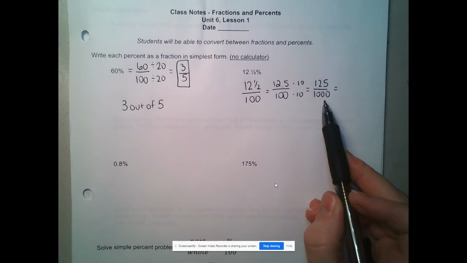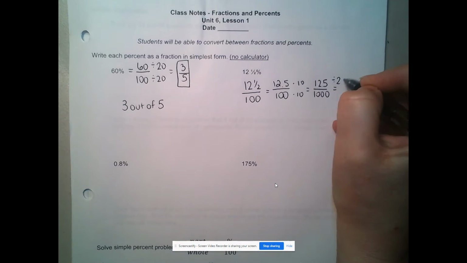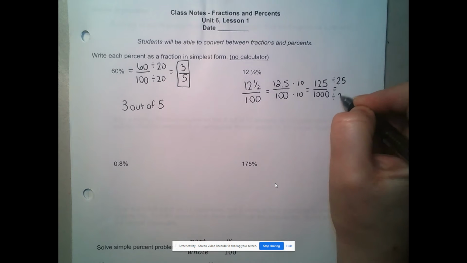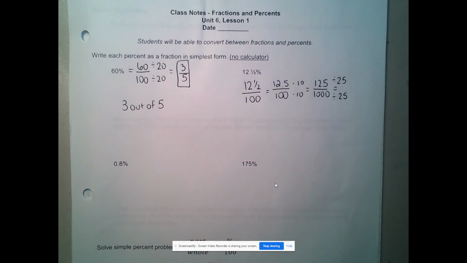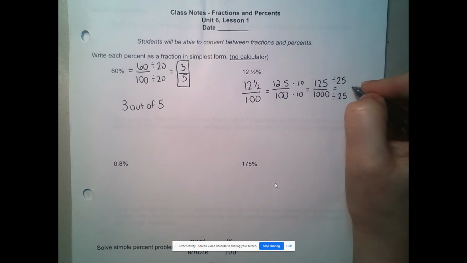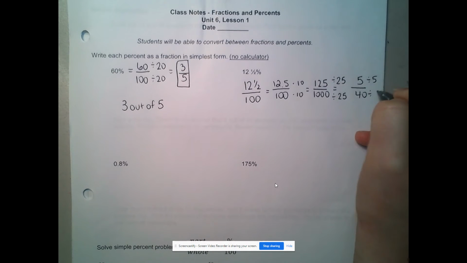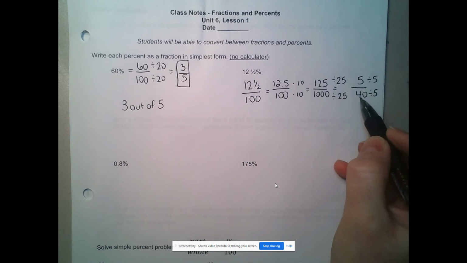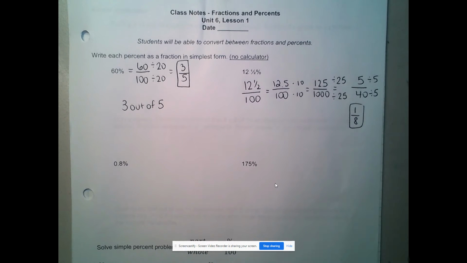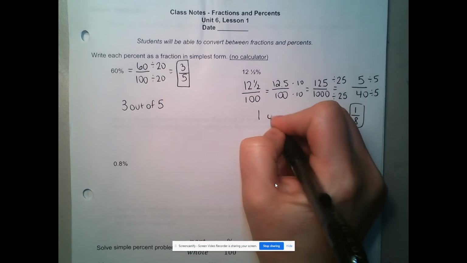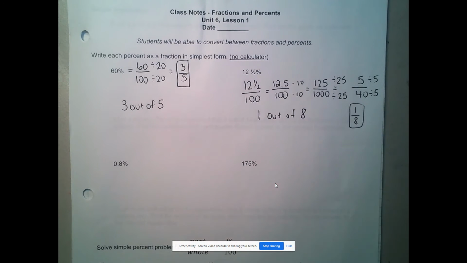I noticed that 125 is divisible by 25. And since 1,000 ends in two zeros, I know it's also going to be divisible by 25. Now, right there, that would give me 5 over 40. I obviously look at 5 and 40 and say, well, 5 can go into 40. I can't possibly be in lowest terms. And you're right. I could have divided by 125 on that last step. I didn't notice it. So now I still have to simplify the 5 over 40 to 1 over 8. So 12.5%, 1 over 8, or 1 out of 8.